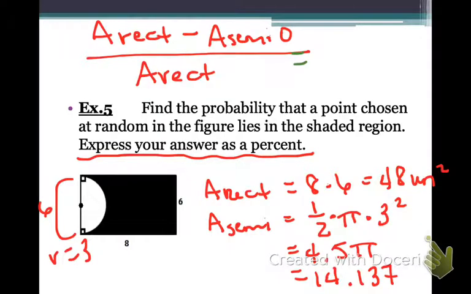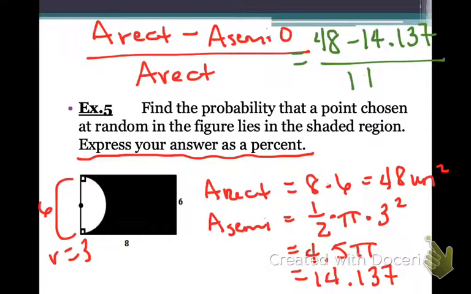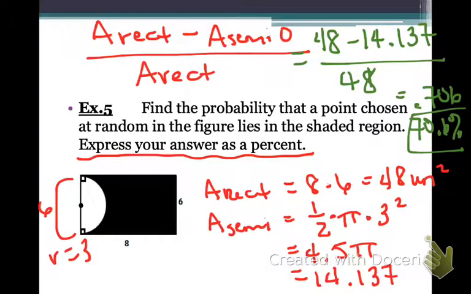Now substitute into what we just wrote above. All right, so I have 48 minus the 14.137 over the 48. Right. And you should get 0.706, which would be 70.6%. All right, not too bad. Let's keep going.